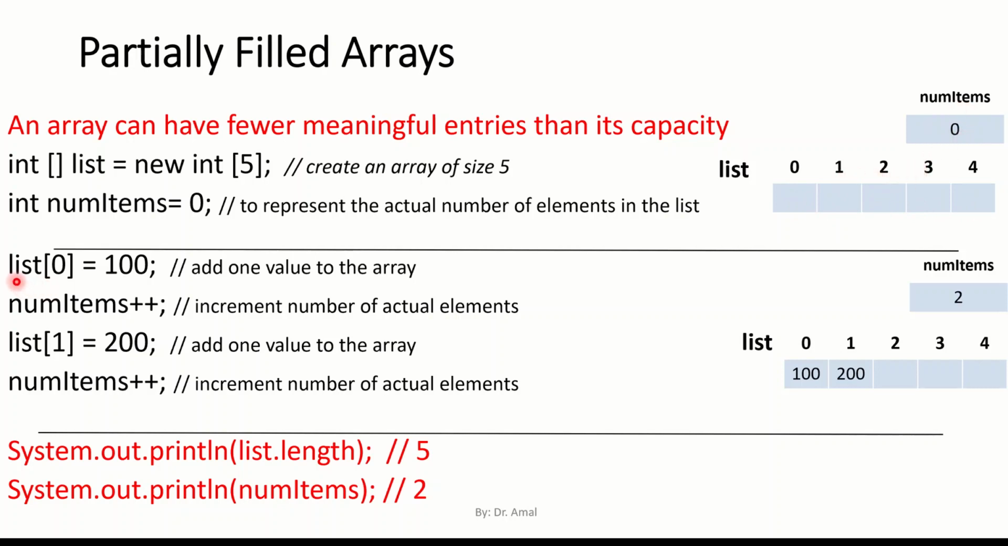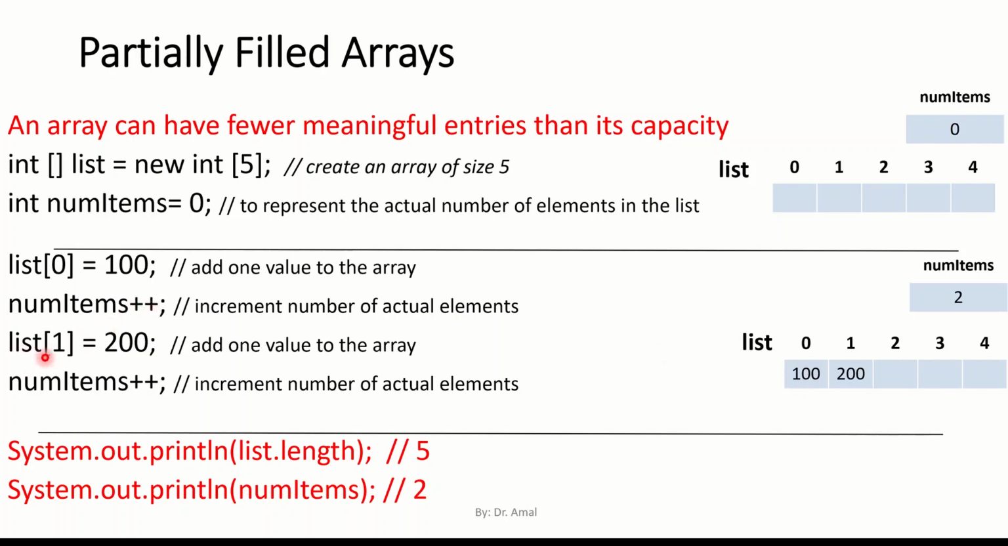If I have a statement that says list[0] = 100, it means I'm adding one value to the array. So it means in my array I will have 100. Now, because I have 100, it means the number of items should not be 0. Actually, it should be 1. So that's why I have to say numberOfItems++.